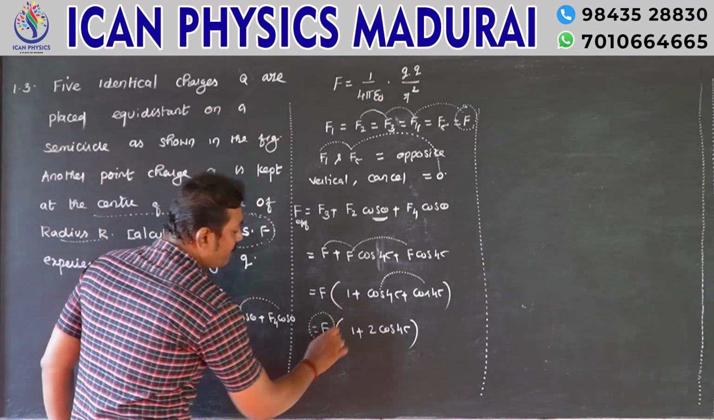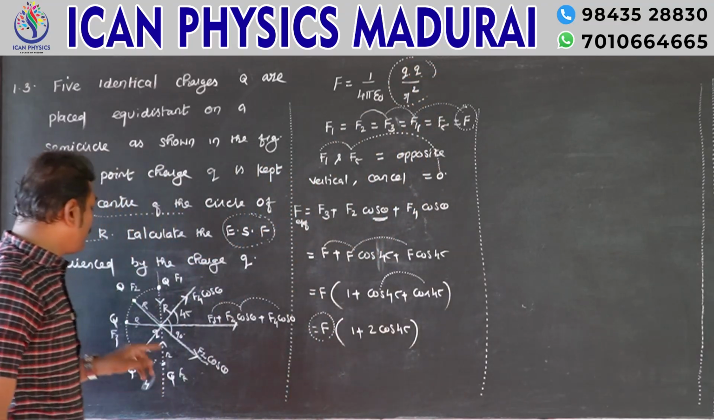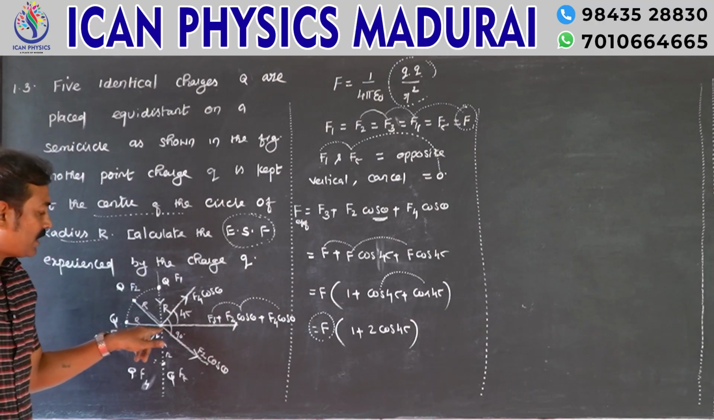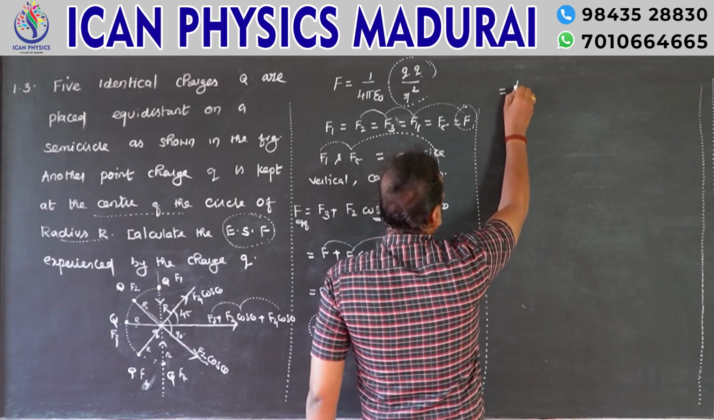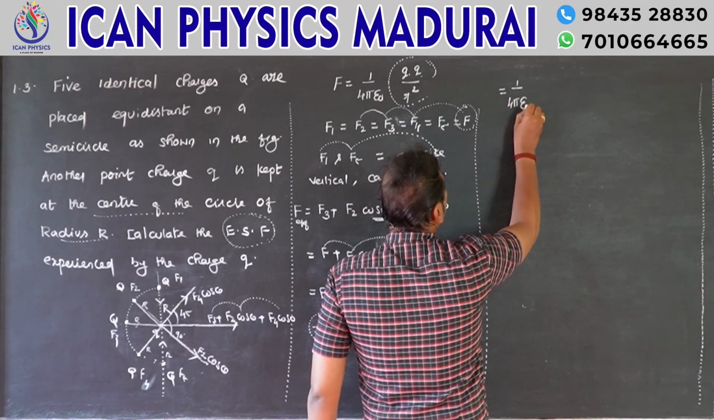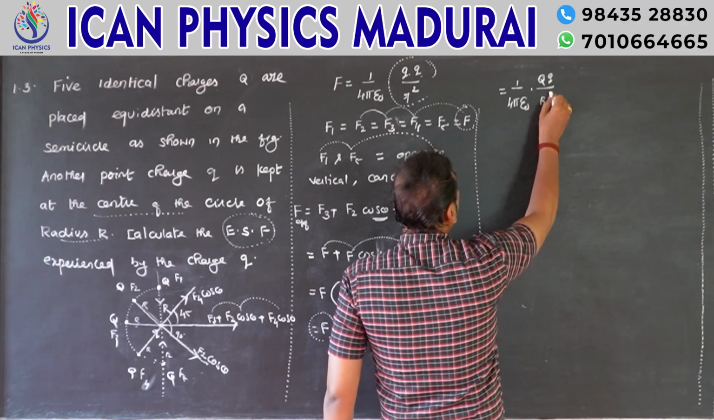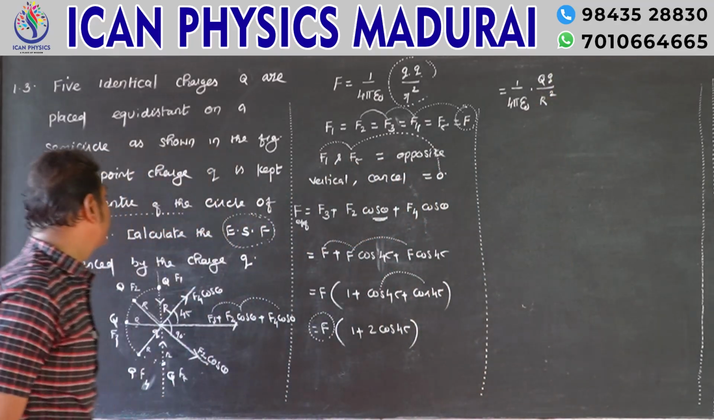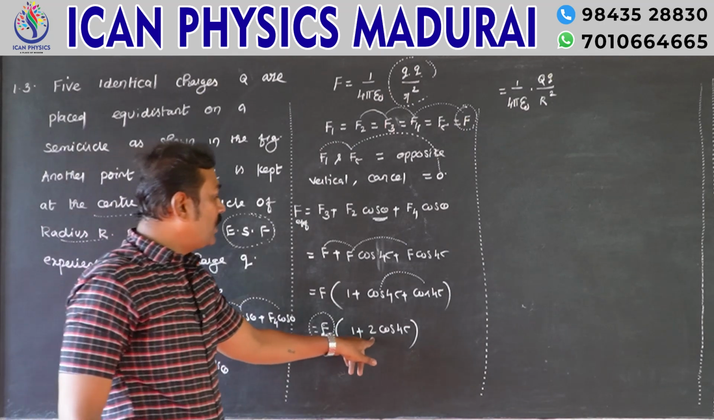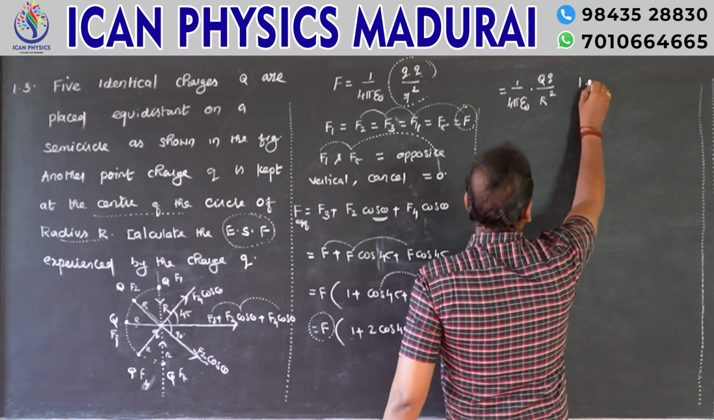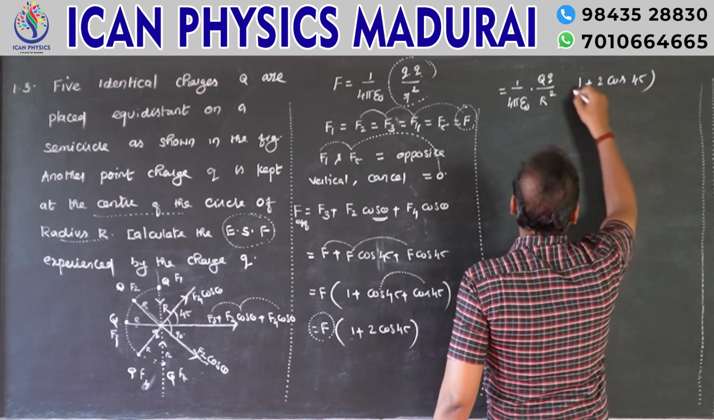Now, what is the force? From that we get Qq by R square. What are the two charges? One is capital Q and the other is small q. So capital F becomes 1 by 4 pi epsilon 0, with one charge capital Q and the other small q, and the distance is the radius, taken as capital R, so it is capital R square. Here, into 1 plus 2 cos 45.